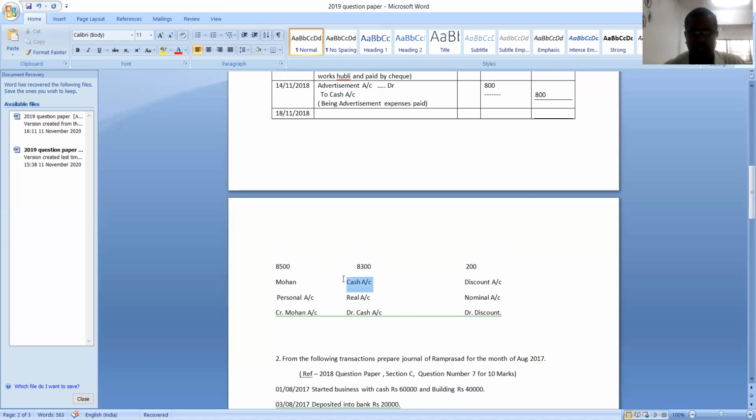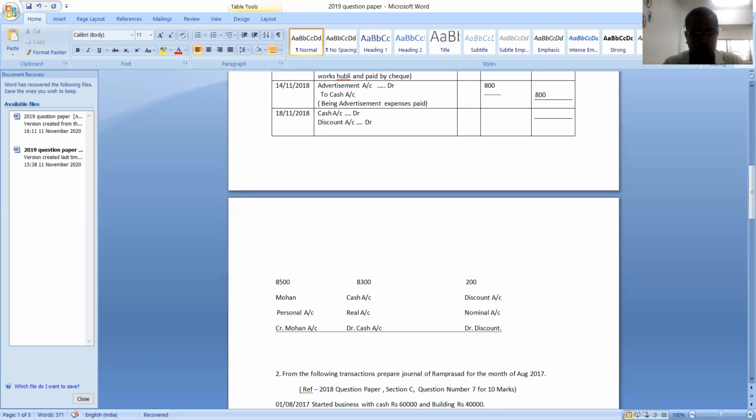So let us write the journal entry now. Which account is debited? Cash account debit. Okay. Next one is discount account debit. Right. To which account? To Mohan's account.